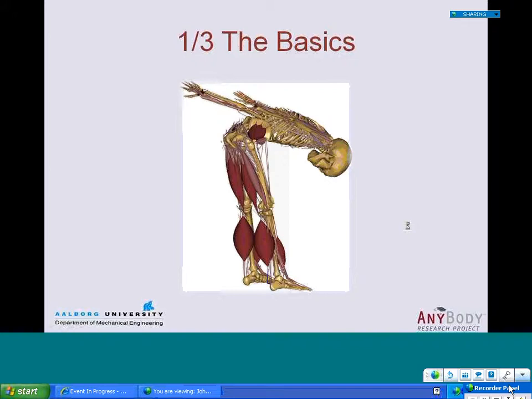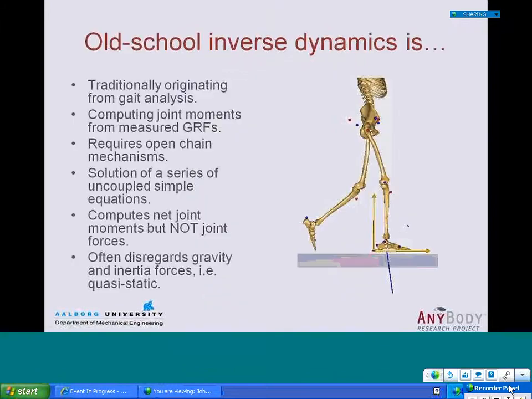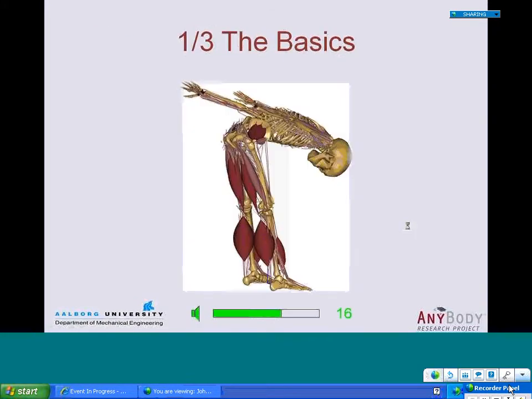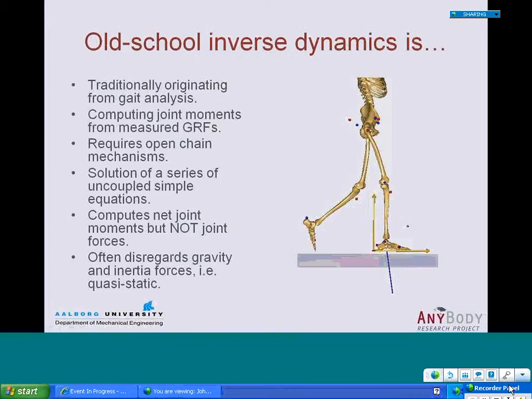So let's continue immediately with the basics of muscle recruitment. There are various ways that you can figure out what the muscle forces are in the human body. The way that we do it is based on a technology called inverse dynamics. But it might not be exactly the inverse dynamics that you're thinking about when somebody says inverse dynamics.